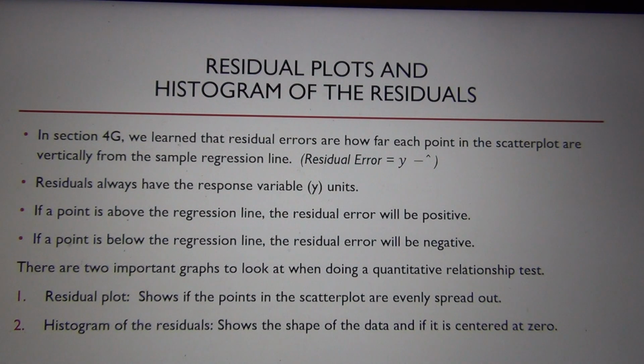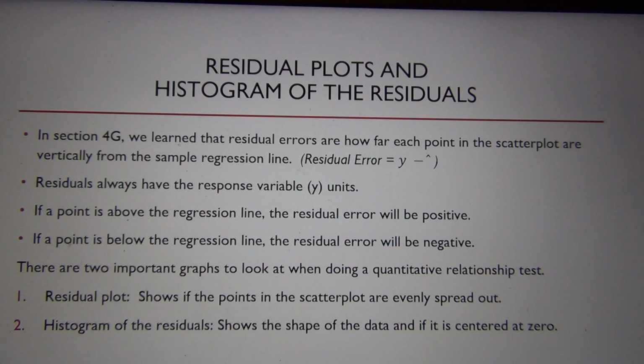So remember that the residuals always have y units. It's whatever your response variable is. That's going to be the units of the residuals. When a residual is negative, that means the point is below the regression line, and when a residual is positive, it is a point above the regression line. So these residuals are important to analyze when you're dealing with a quantitative association test.